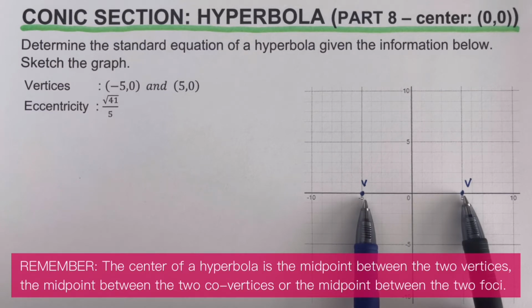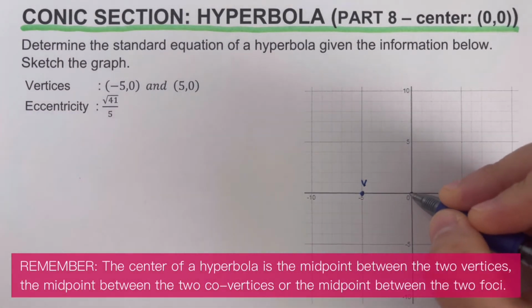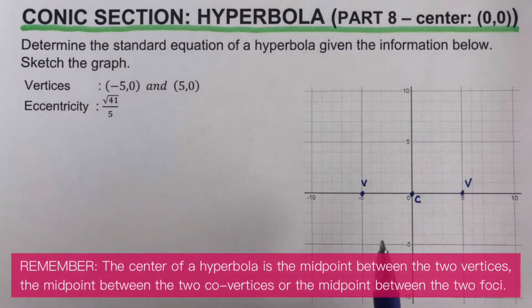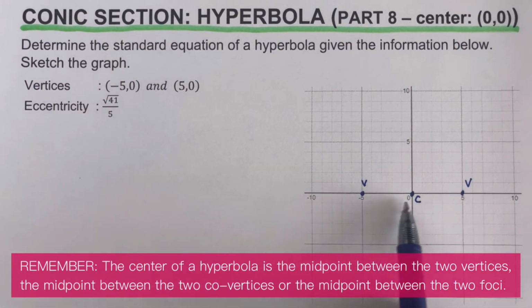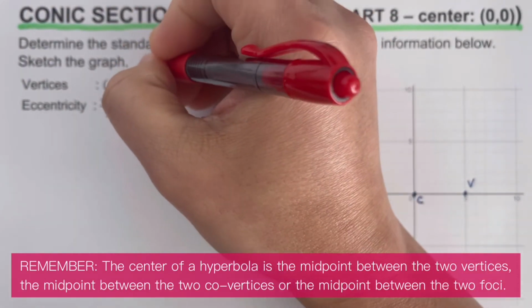So in this problem right here, our center between these two vertices is the 0, 0 or the point of origin. So I'm going to label this as our center. Now if you notice this, these two vertices are horizontal with respect to each other with center at 0, 0. So we can say that this hyperbola is an example of a horizontal hyperbola with center at 0, 0. So I'm going to write that information up here.